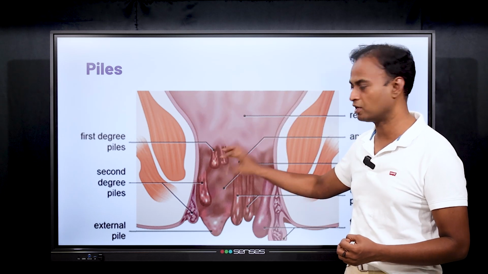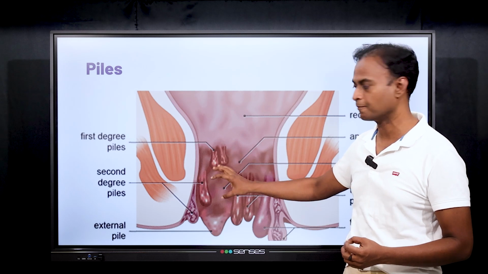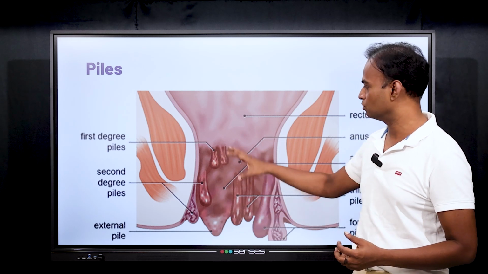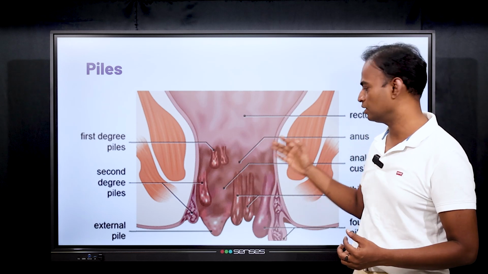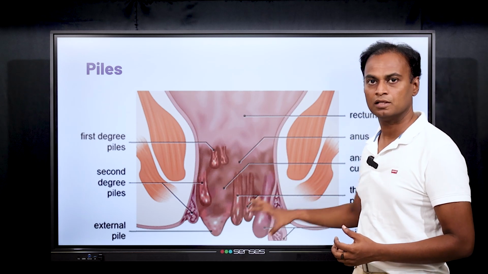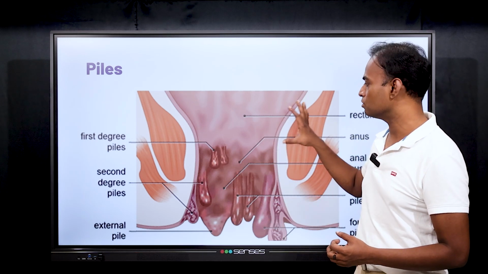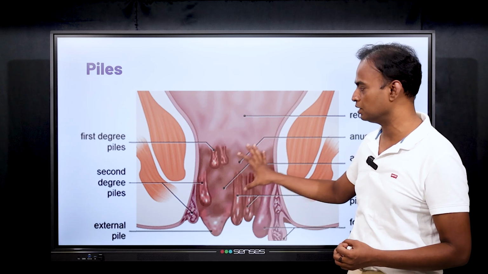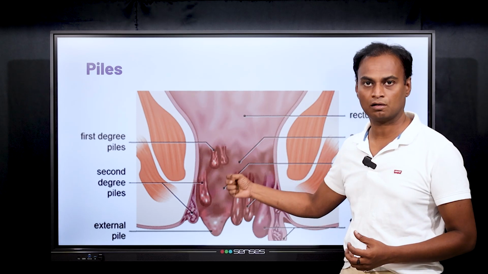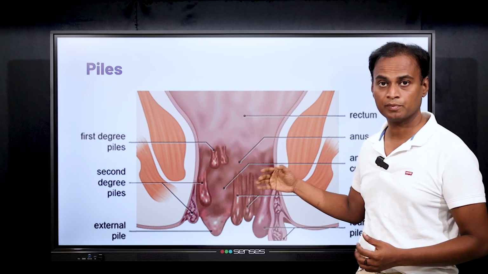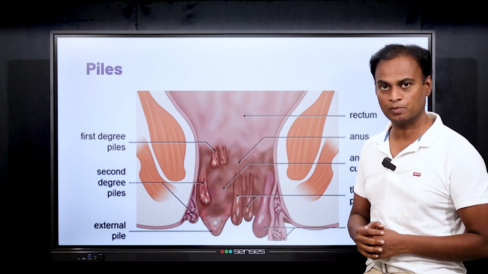If those veins become flaccid, if those veins become swollen, this is called piles. So these are both internal piles, external piles, first degree piles, second degree piles, third degree piles. All the piles are represented here. Because of these piles, because of this irritation, the anal canal gets contracted. So this you have to remember before we move into the Sitz Bath.